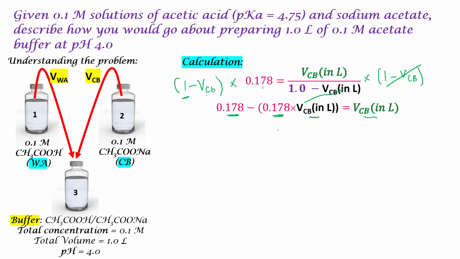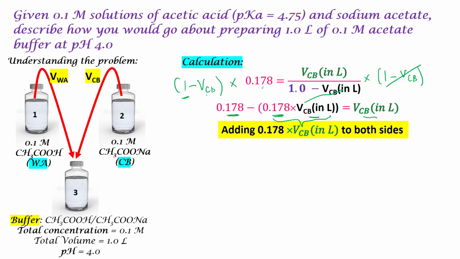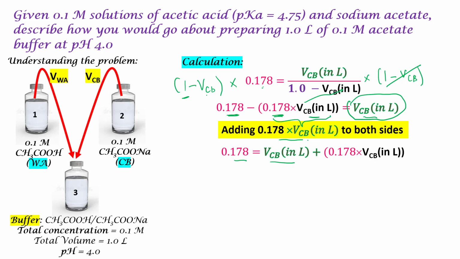What I'm going to do is add this particular term to both sides. I'm going to add plus 0.178 VCB on one side and also add plus 0.178 VCB on the other side. When I add it to both sides, you can easily simplify this equation, and it's going to look like this: 0.178 on the left hand side is equal to VCB, which we had here, plus this 0.178 VCB that we added to both sides, and that's going to show up on this side.